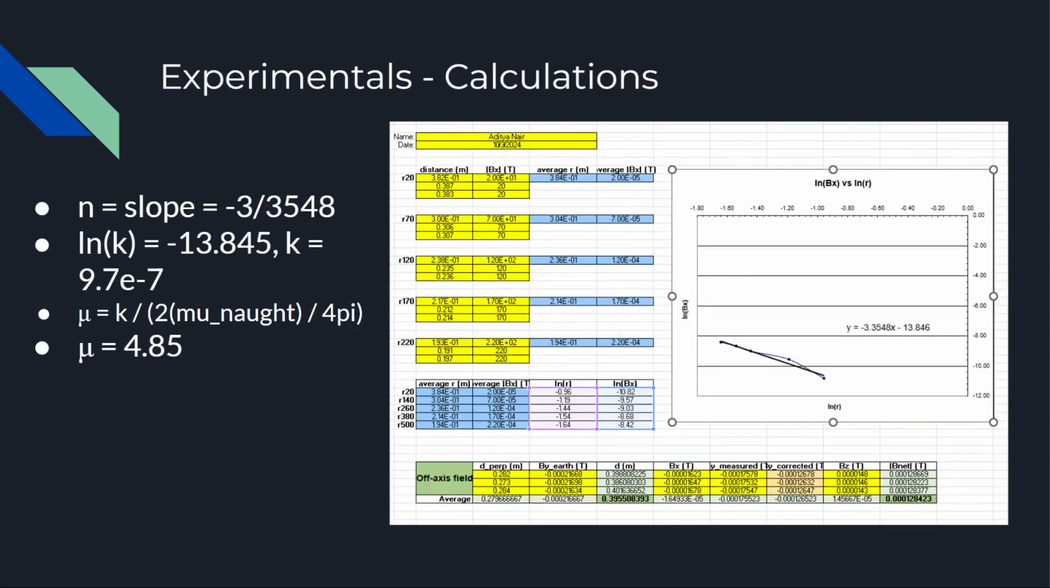If we look at the experiment, we can see once labeled, we get a graph which gives us a sloped line of y equals negative 3.3548x minus 13.846. Now, since we know that the slope is going to be equal to N, we know our N value, and we also know our natural log of K, which is going to be our y-intercept, the negative 13.846, which lets us find a K value of 9.7 e to the negative 7. Now, if we use the Biot-Savart law and plug that into this equation, we can find that our magnetic field is 4.85.